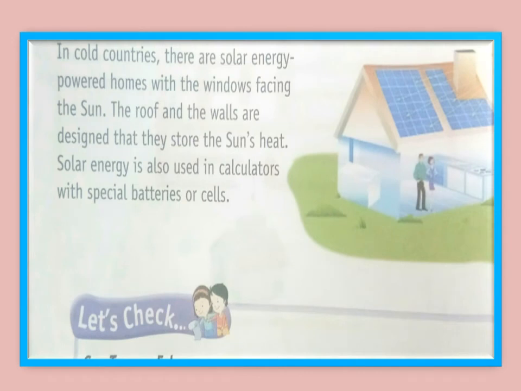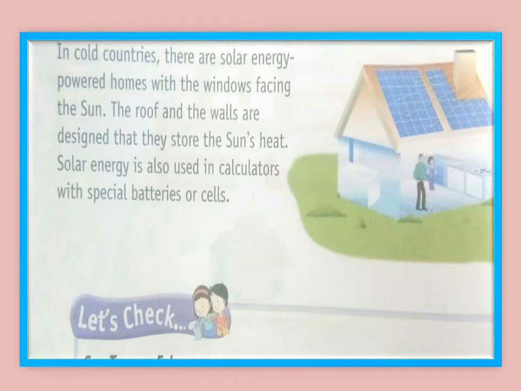In cold countries, there are solar energy powered homes with the windows facing the sun. Here you can see solar panels, solar plates. These are solar plates kept on the sloping area. Mainly here solar light will be absorbed, and here you can see tanks.